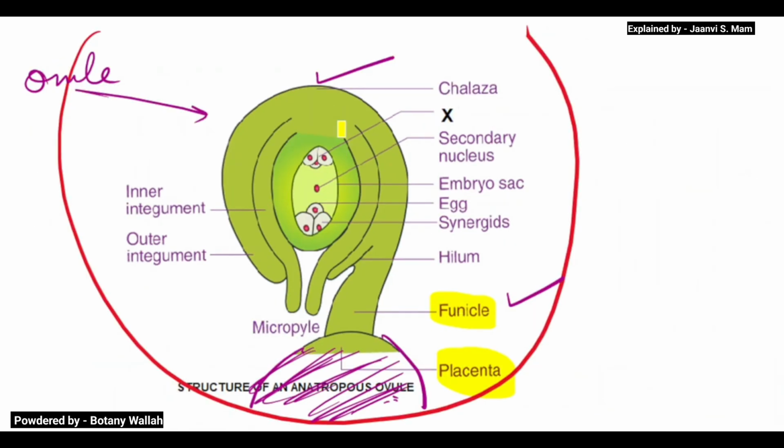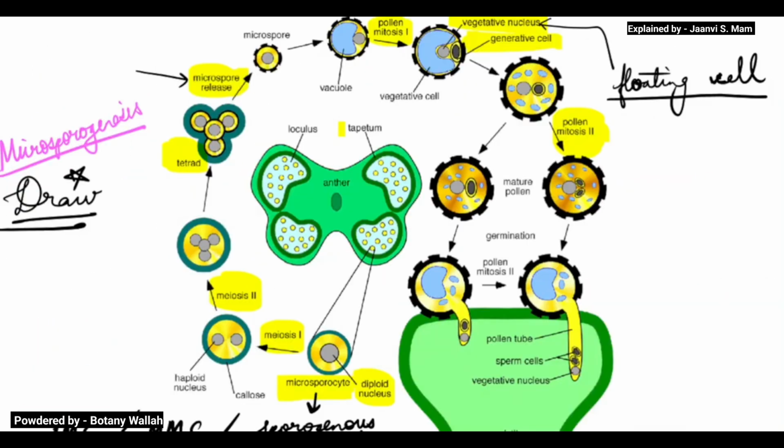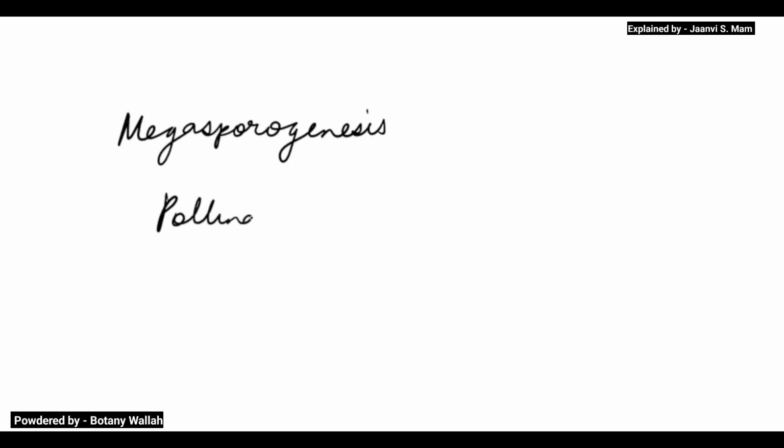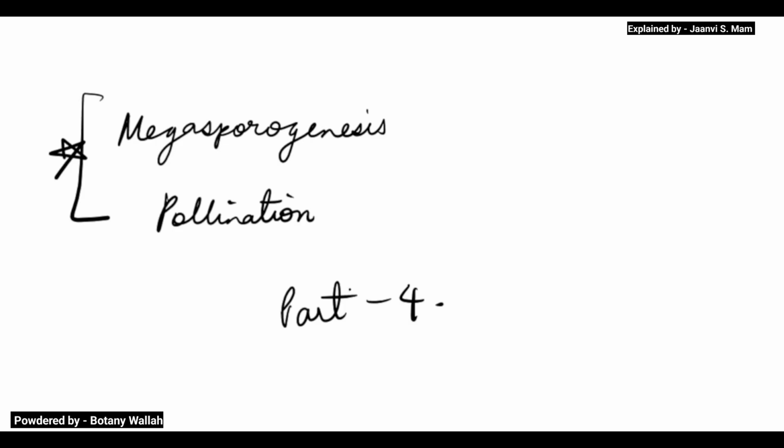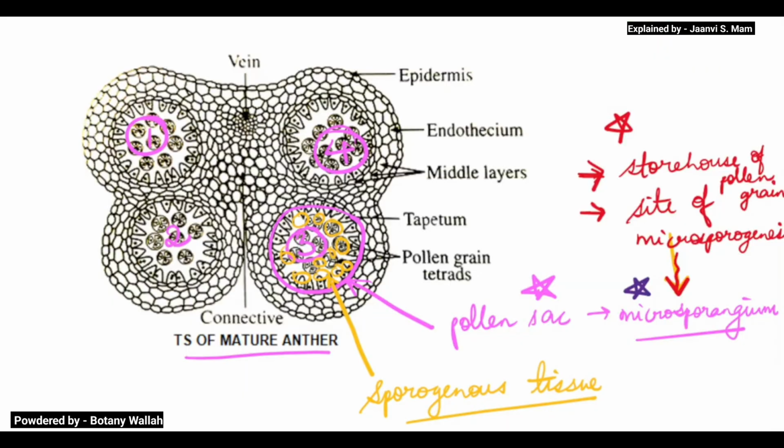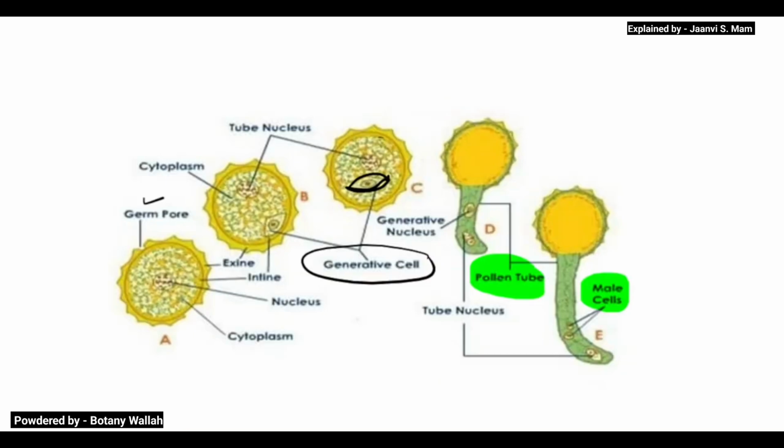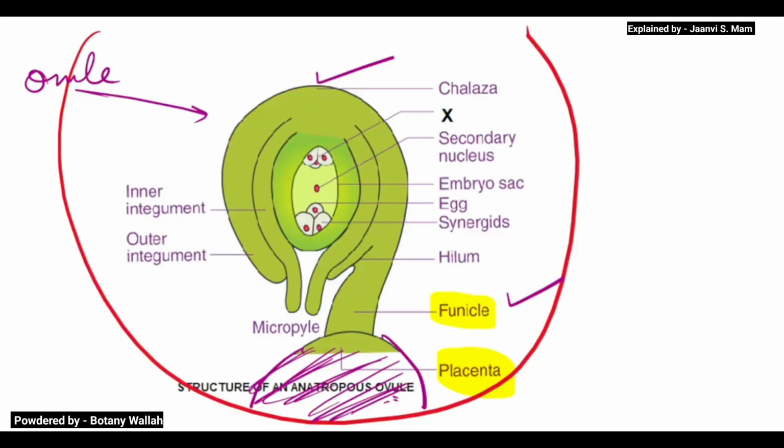In the upcoming class, I will begin with the topic megasporogenesis, and I will start with pollination also, the beginning of pollination. So this will be in the upcoming class, that is part 4. I hope you find today's class useful, and soon I will come with part 4.